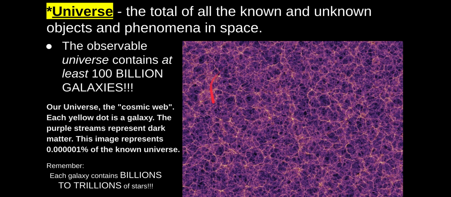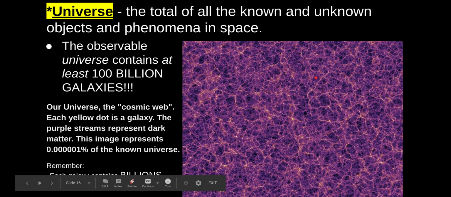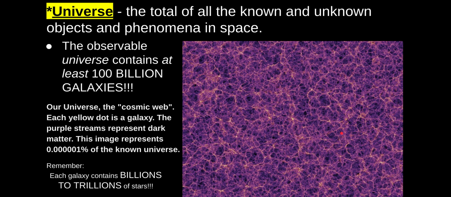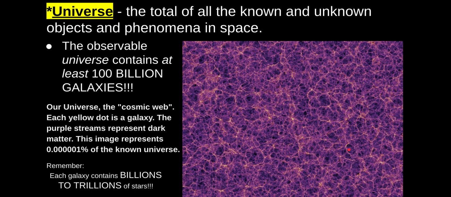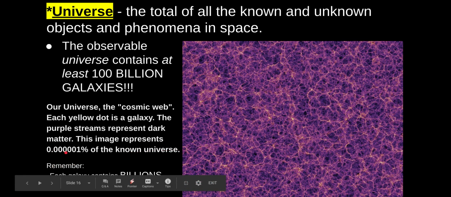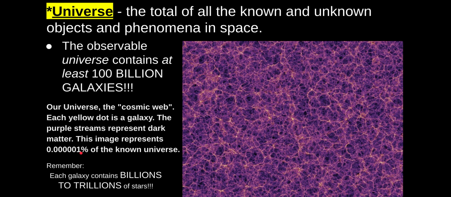All right, this photo or this image is like the cosmic web. Each yellow dot that makes this lacy pattern is a galaxy, and the purple streams represent the dark matter, which is a very strange force that we're only just starting to try to explain. There's a good video at the end, but it's a lot of question marks about that. This image here, full of all this energy and of these galaxies, is only 0.0000001% of the entire known universe. All right, the universe is big.